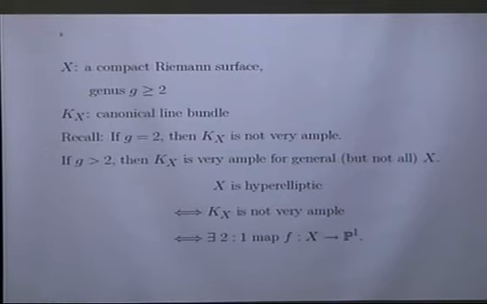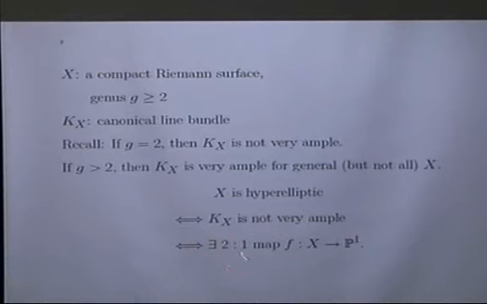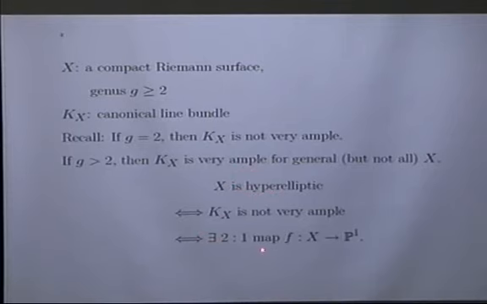Here I want to look at this last characterization of hyperelliptic curves. If X is hyperelliptic, then there's a degree 2 map, unless X is P1, in which case it's not. So if X is not hyperelliptic, the minimum degree of maps from X to P1 has to be at least 3. It cannot be 2.